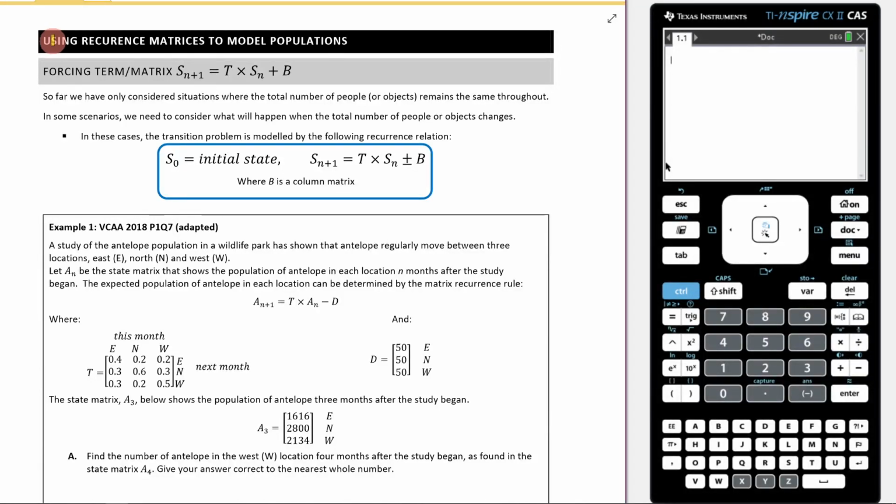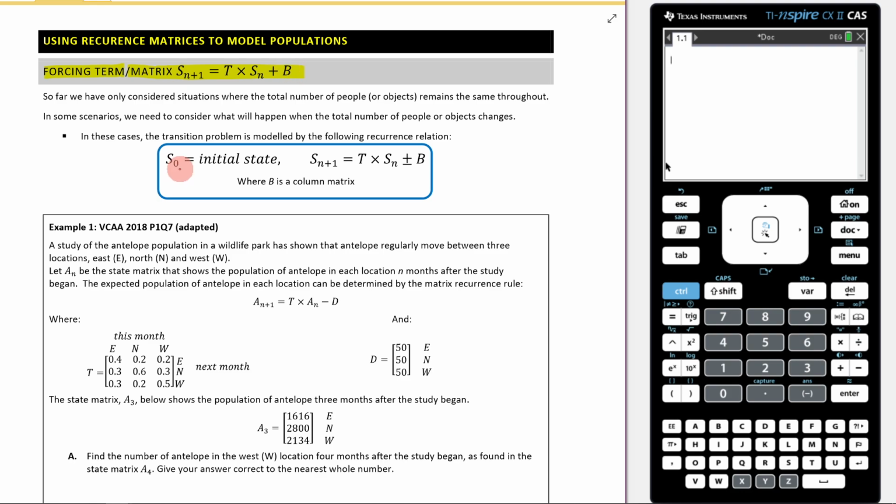Welcome. So we're now going to talk about using recurrence matrices to model populations. And this is going to involve learning about the forcing term. And what we're going to be looking at is now a formula that looks like this. And as you can see, the way that this is different to what we've previously seen is that we've got this b on the end.